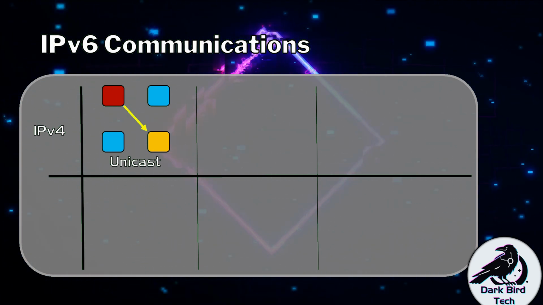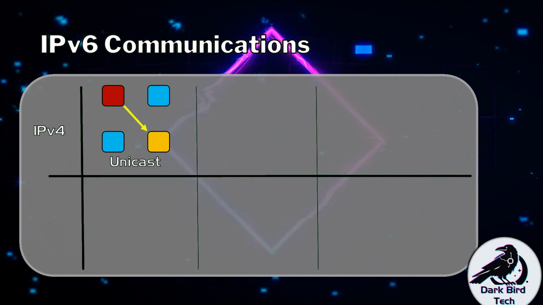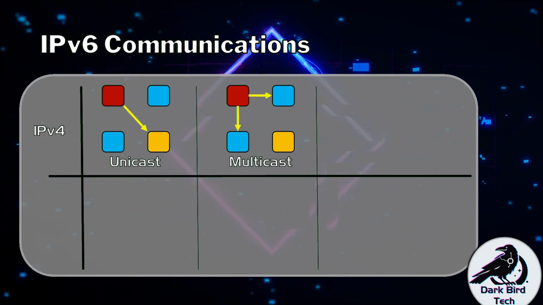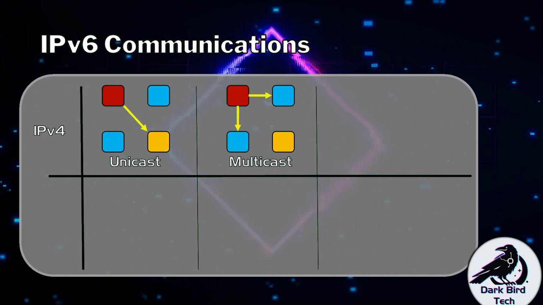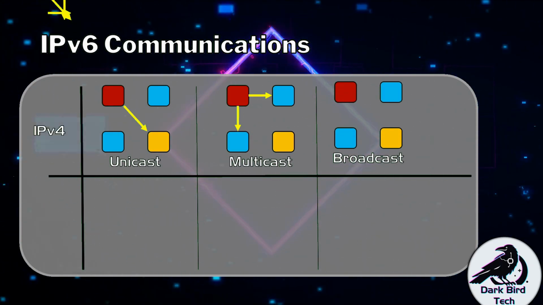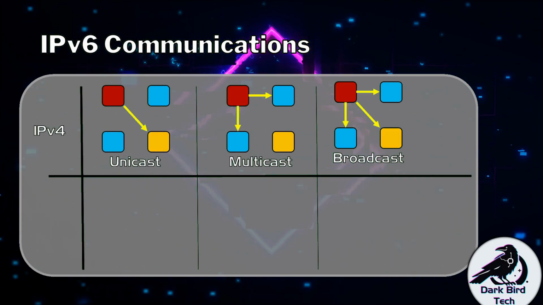Now, IPv6 communications. With IPv4, we have something called a unicast, which if we had 4 devices, is just a one-to-one conversation between the red and the orange block. That's a unicast. Then we have a multicast, where we can target a group of devices, like the red block is talking only to blue blocks. And then we get a broadcast, where the red block can send a message to everybody who is prepared to receive and listen to the message.